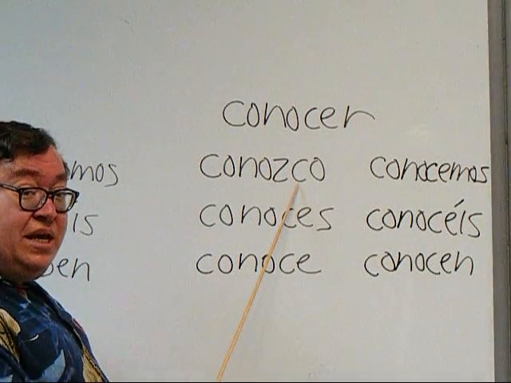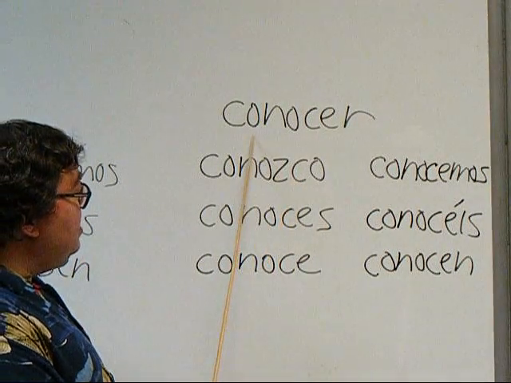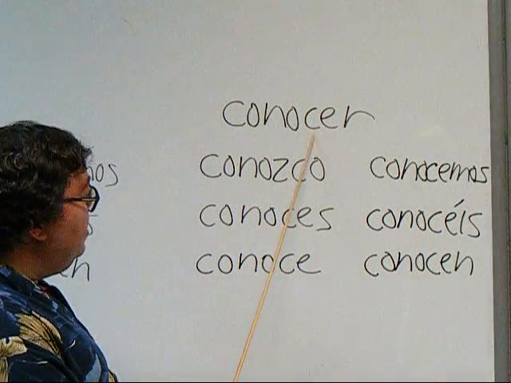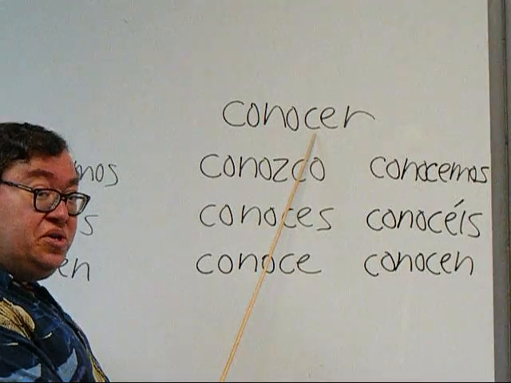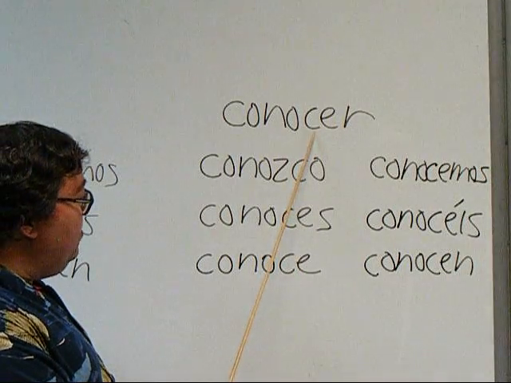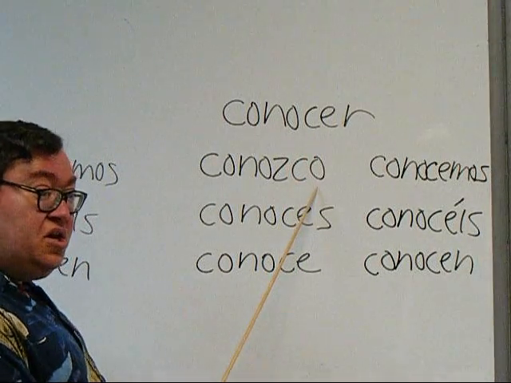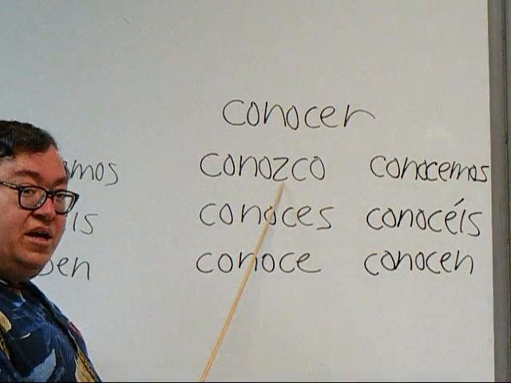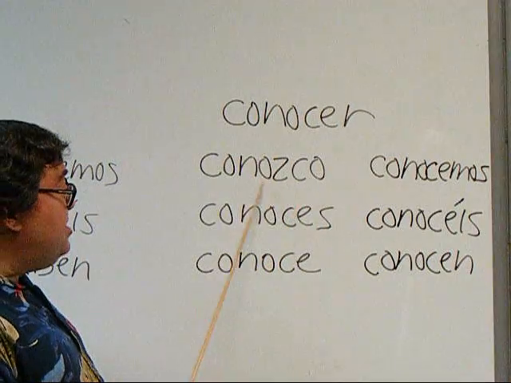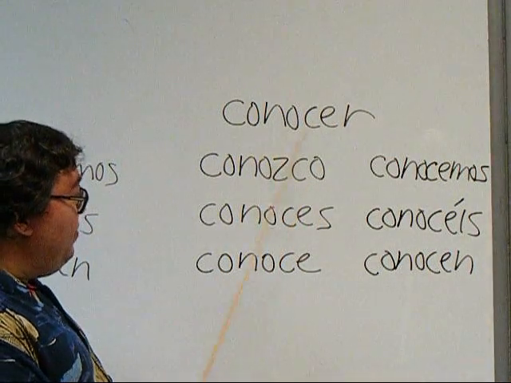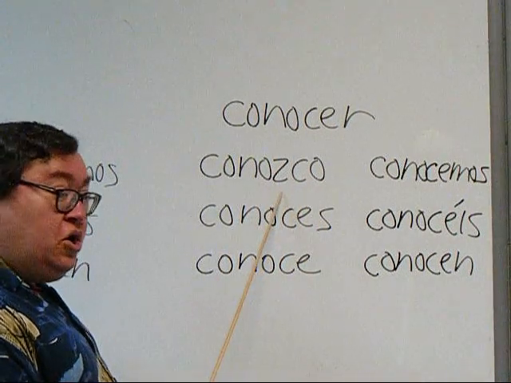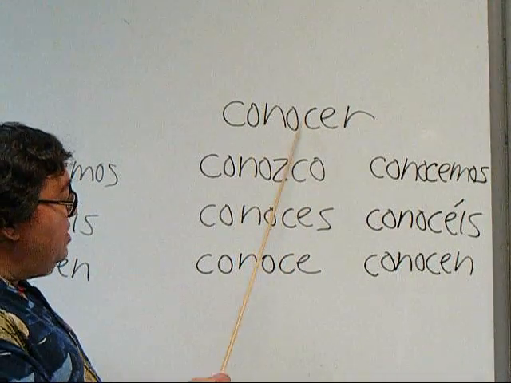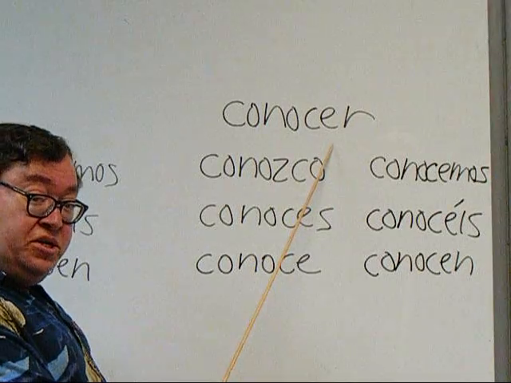The reason that we have a Z there is to get the S sound. Notice that the stem, when followed by that ER infinitive ending, gets an S pronunciation, conocer. But if I follow that C with the O, as is here, it gets a K sound. So we put a Z in there to get a little bit of an S sound, but we still have the K sound. So instead of conoco, which you might think would be the way it would be pronounced, it's conozco. And this is very common for verbs that end in CER, like conocer, or CIR.